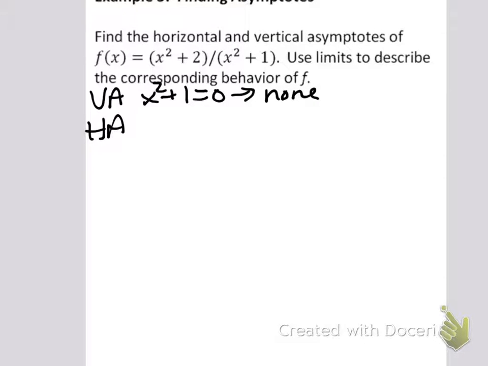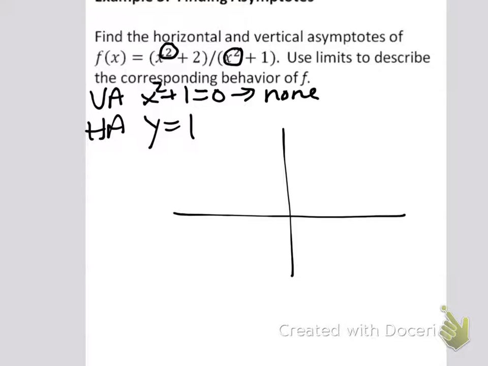Horizontal asymptote. The degree on top is the same as the degree on the bottom, 2 and 2. So that means you take the coefficients in front and divide them. Well, 1 divided by 1 is 1. So what happens here is that we have a horizontal asymptote at y equals 1.